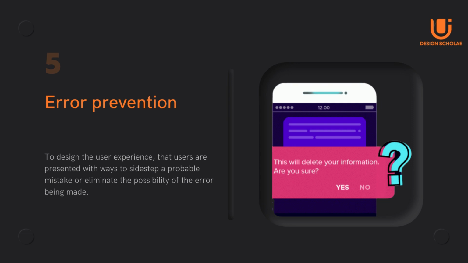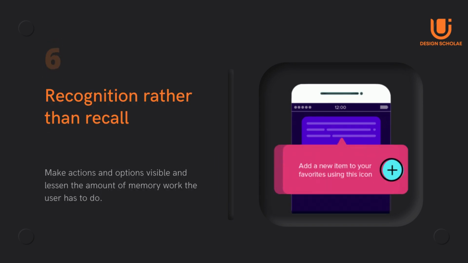Design the user experience so that users are presented with ways to sidestep probable mistakes or eliminate the possibility of the error being made. The sixth one is recognition rather than recall. Make actions and options visible and lessen the amount of memory work the user has to do.